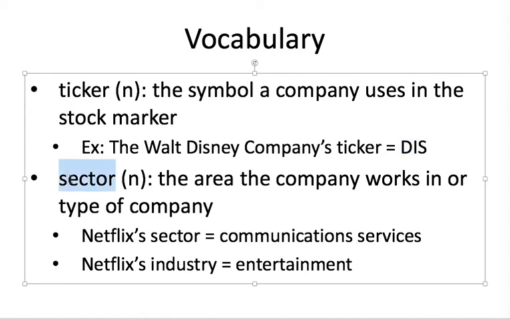Each company operates in a sector, or each company operates in an industry. This is basically the area the company works in or the type of company it is. So, for example, Netflix's sector is considered communication services, and their industry is considered entertainment. These are just categories that the company falls in. A lot of times, companies are compared to other companies in its industry or its sector to judge how good or bad of a company it is.